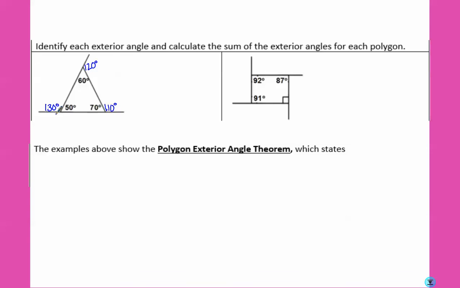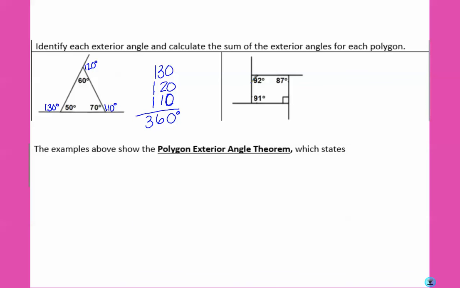Well, what's the sum of these exterior angles? 130 and 120 and 110 adds up to 360 degrees. Let's look at another one.